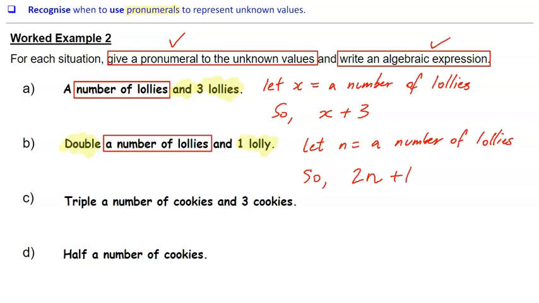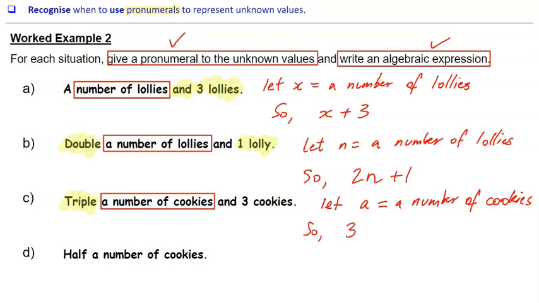Part C. Read the description and circle the value that's unknown. Triple a number of cookies and 3 cookies. A number of cookies. Give it a pronumeral. Let A equal a number of cookies. And the other clues, we have triple a number of cookies. So triple a number of cookies. And we know there are 3 extra cookies, plus 3.